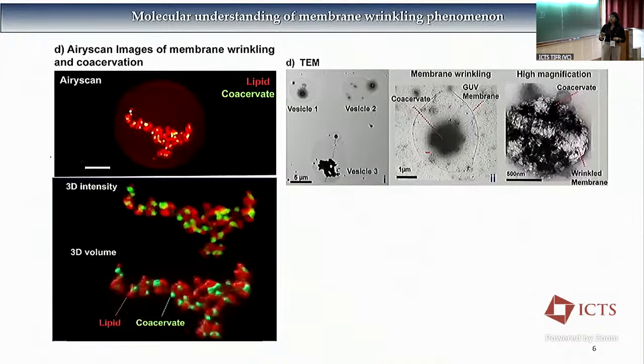So we do confocal laser scanning microscopy, 3D imaging, and we get very beautiful, intricate structures which show condensates sequestered or entrapped in between membrane folds. We also do transmission electron microscopy, which also shows similar kinds of structures. So based on this, we call this process membrane wrinkling.